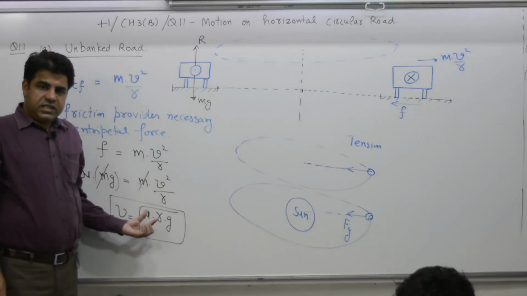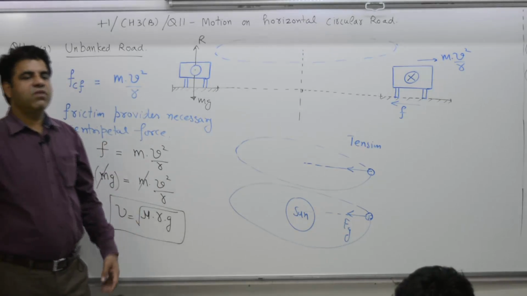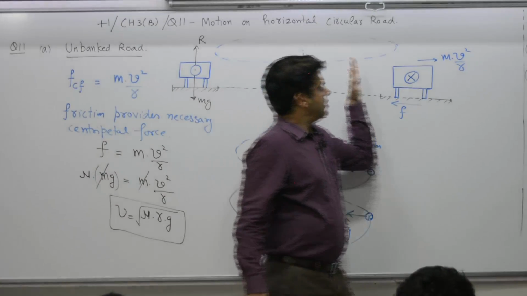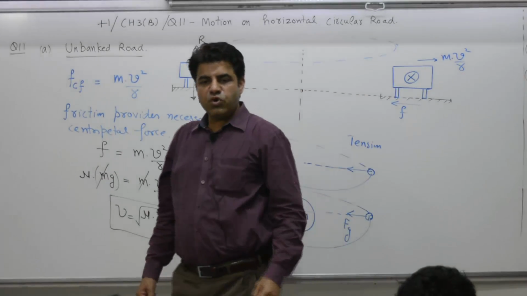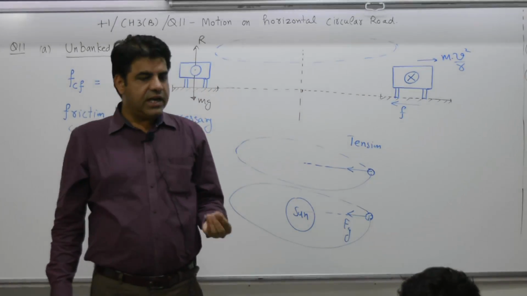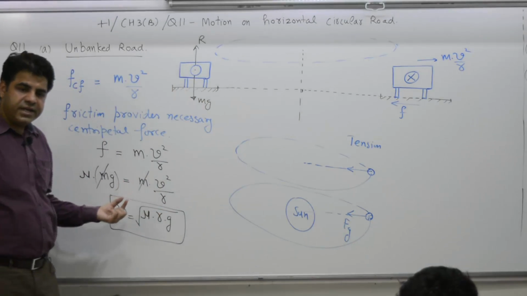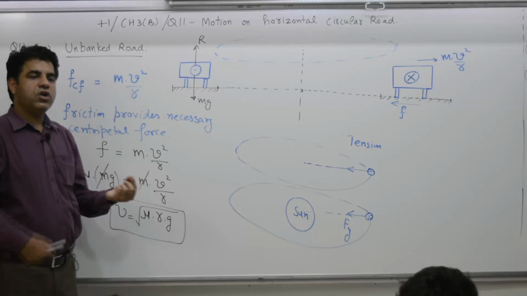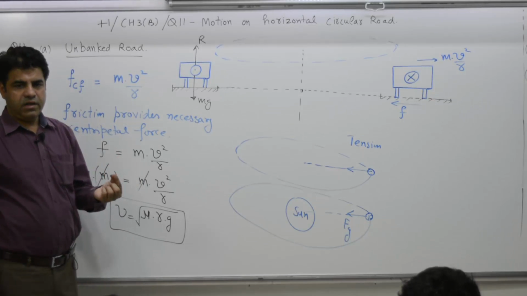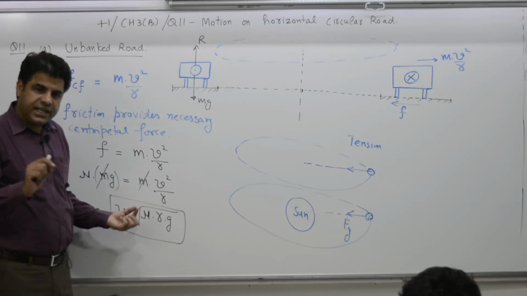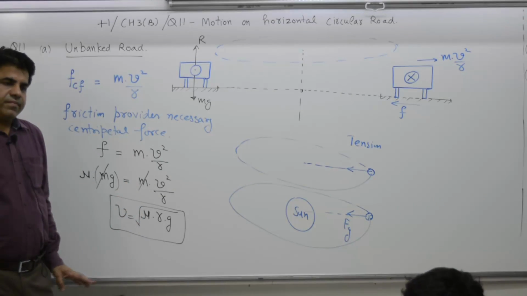This is a critical case. If you move at a speed slightly more than this, what will happen? The outward force becomes more than friction and the vehicle will skid away. So this is the maximum possible speed at which you can turn within safe limits. If it is equal, it is critical. If it is slightly more than this speed, the vehicle will skid away.